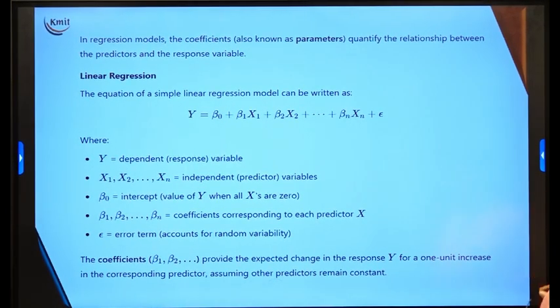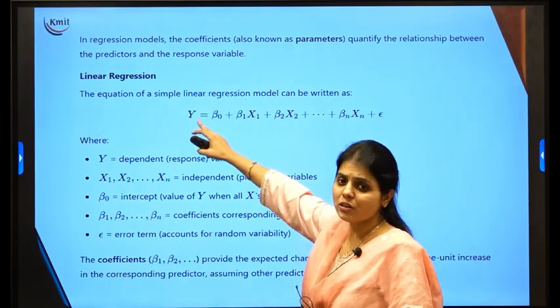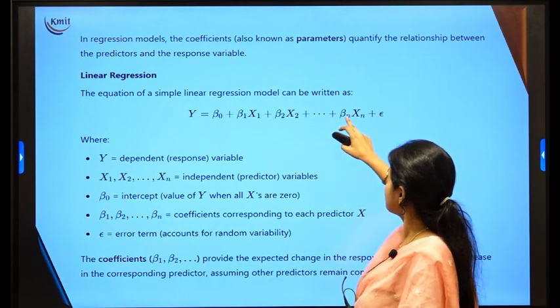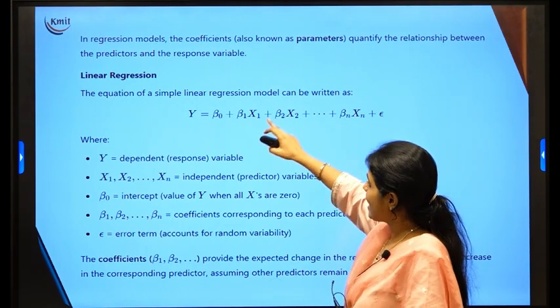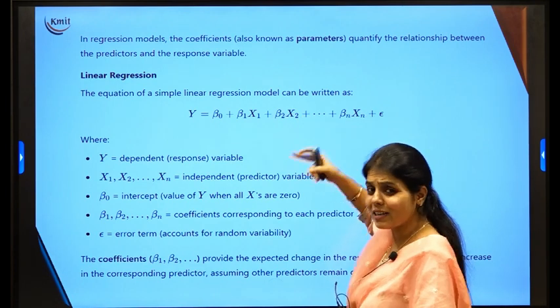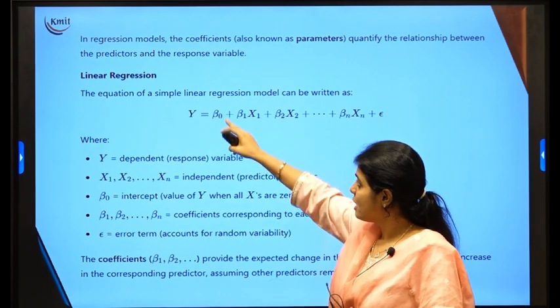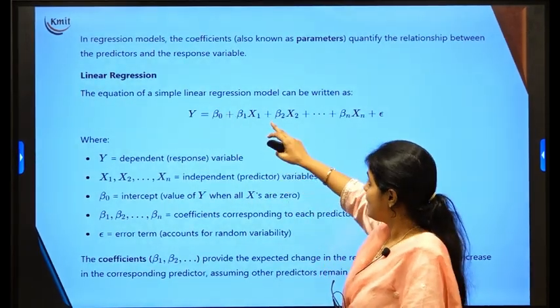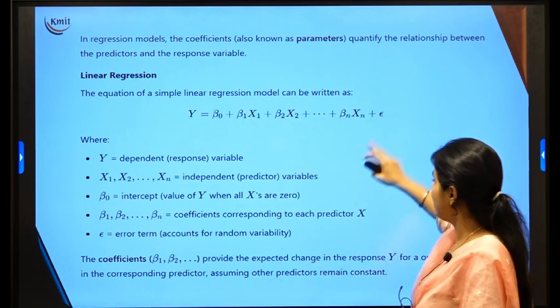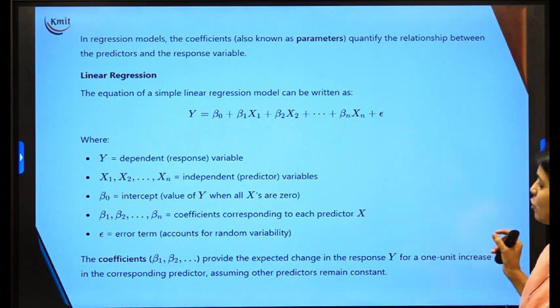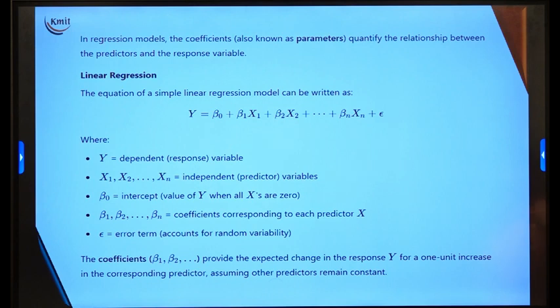Now let's take a simple linear regression. Here y is my output variable, and we have y equals beta naught plus beta 1 x1 plus beta 2 x2 plus up to beta n xn plus epsilon. Here x1, x2, x3 till xn are the inputs, the different features or input variables, and y is the dependent variable or the output. Beta naught represents the intercept, and the error term is randomly added for variability. The coefficients beta naught, beta 1, beta 2 provide the expected change in the slope.